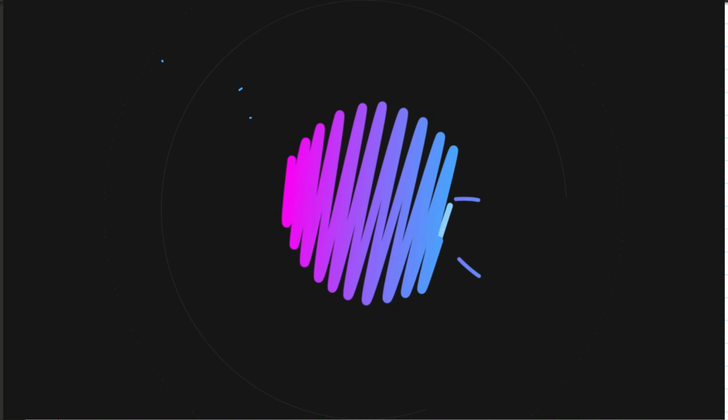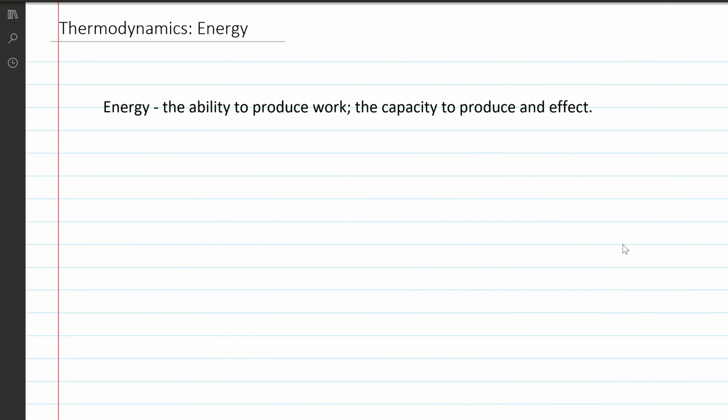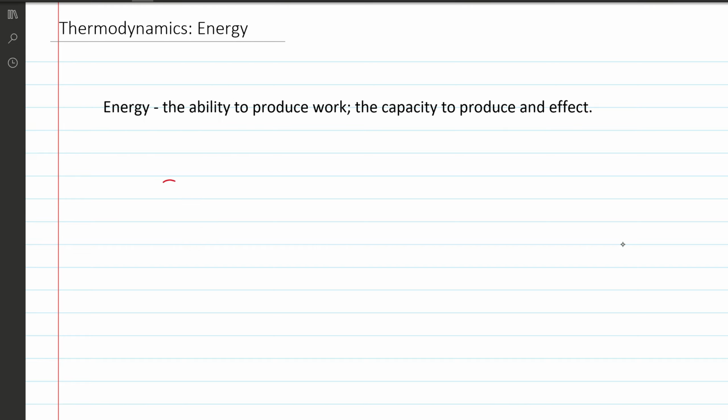Hey everyone, in this section of our mini thermodynamics lecture, we're going to be talking about energy. Energy can be defined as the ability to produce work. You can also think of it as the capacity to produce a desired effect. We measure it using SI units. SI stands for International System. The SI unit for energy is 1 joule.